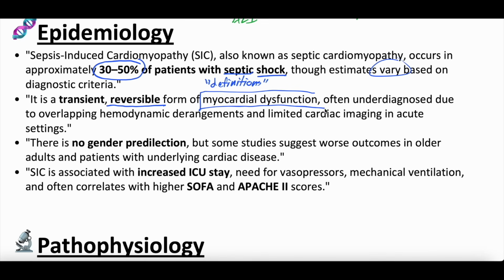Myocardium being the muscle cells of the heart, and that does tend to recover once the septic shock is improving, which we'll talk more about too. It doesn't seem that there's a predilection to a different gender. It doesn't seem like it affects males or females more or less. But older adults, no surprise, do seem to have worse outcomes, as well as anyone with underlying cardiac disease. Both these things make sense, right?